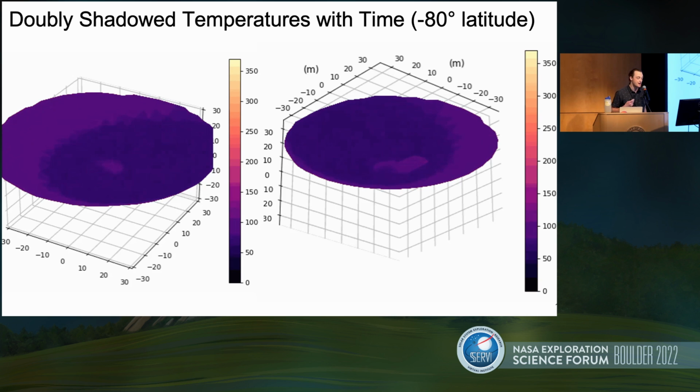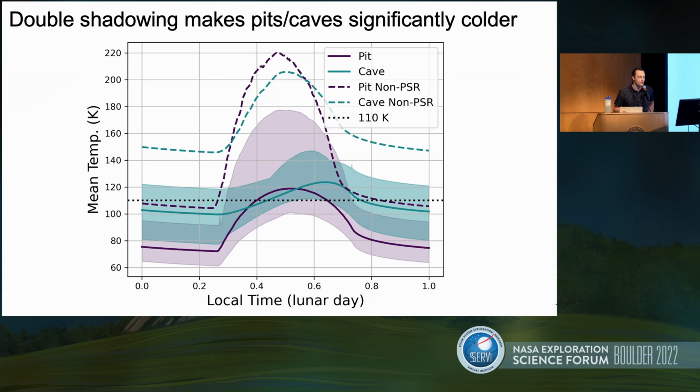So now the only energy that's getting into this pit system is reflected off of that crater rim and the infrared coming from the rest of the crater. And what we find is double shadowing makes pits and caves significantly colder. The dotted lines here are showing you mean temperatures for the not doubly shadowed case of that pit cave geometry. The solid lines show the doubly shadowed case. You can see they're significantly colder. You're still getting temperatures above 110 Kelvin in this particular instance.